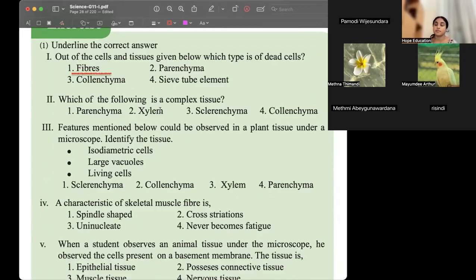Which of the following is a complex tissue? Others? Put the answer in the chat box. Which of the following is a complex tissue?